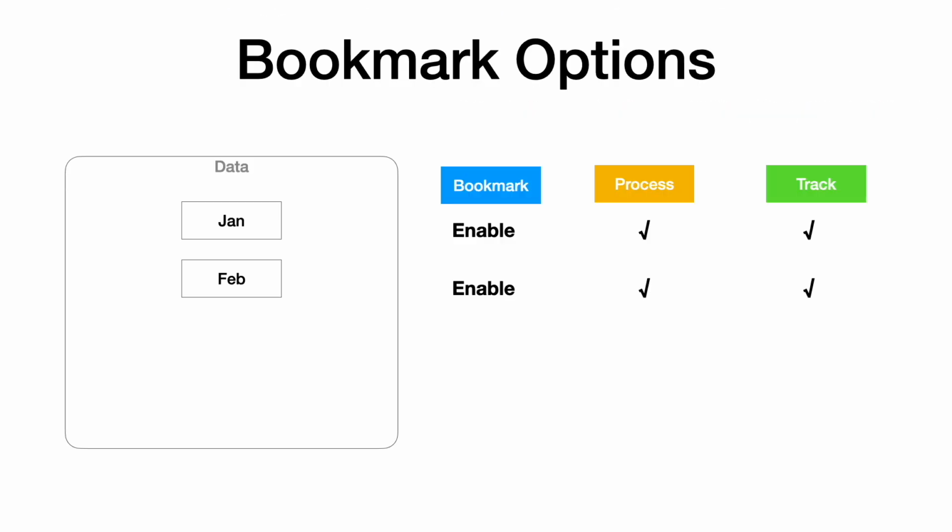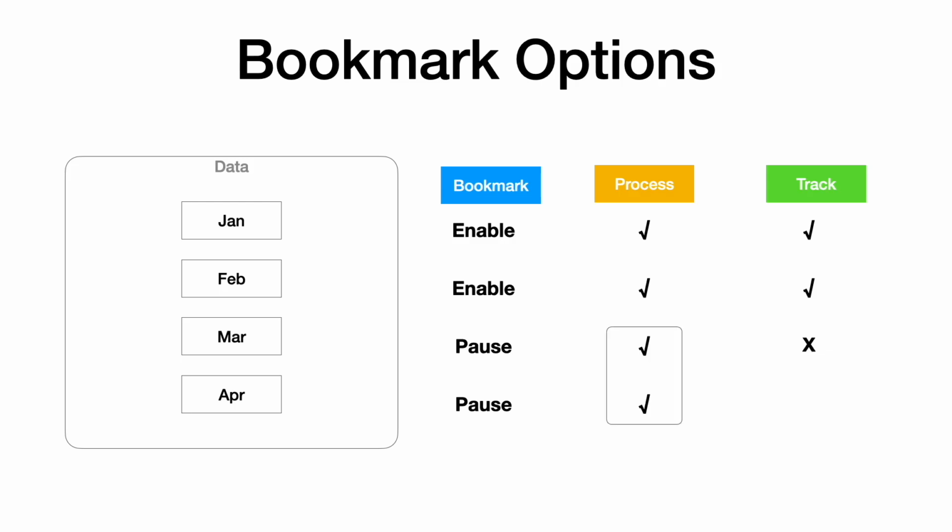To understand this, let's continue our example where our job is set with the bookmark as enabled. It has already processed the January and February data and kept track of these runs. If I set the bookmark as paused now and I add the March data and the job runs, it's going to process the March data, but it will not keep a track of the March run. So the next time when the April data comes and the job runs, it will process both the March as well as April data. And again, it's not going to track this job run for the bookmarking purpose.